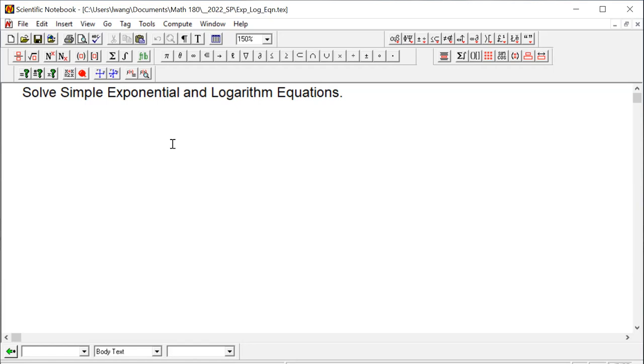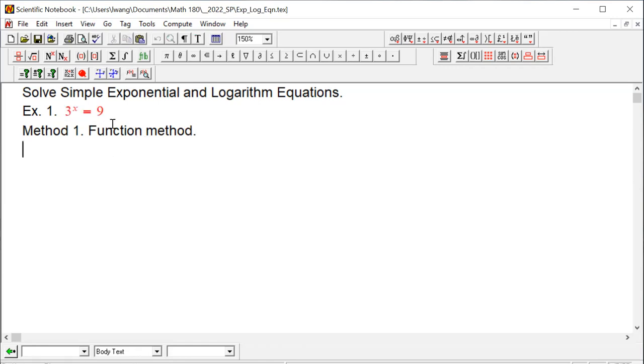The first example, I take the first question from your homework, which is 3 to the power of x is equal to 9. To solve this equation, we actually have multiple methods. I'm going to address them one by one. The first method I'd like to talk about is the function method. What does this mean?